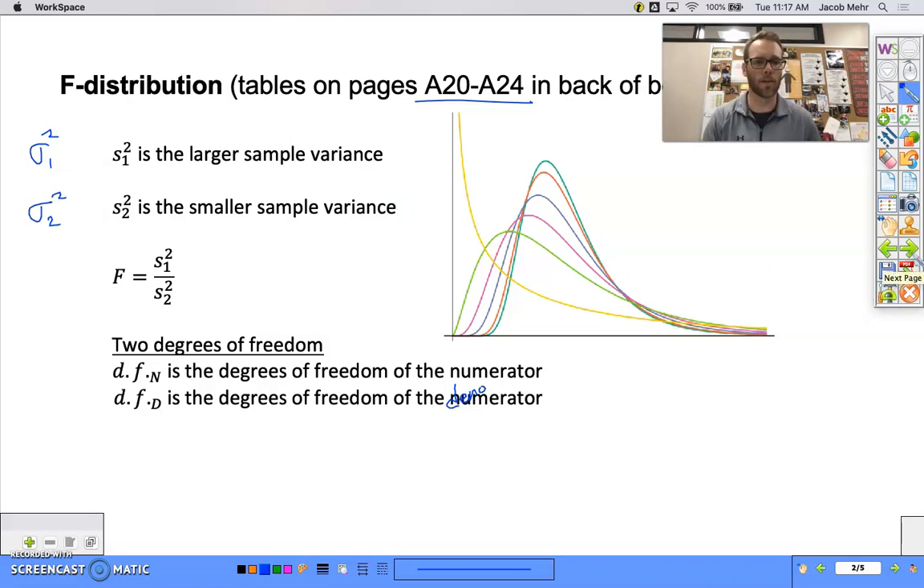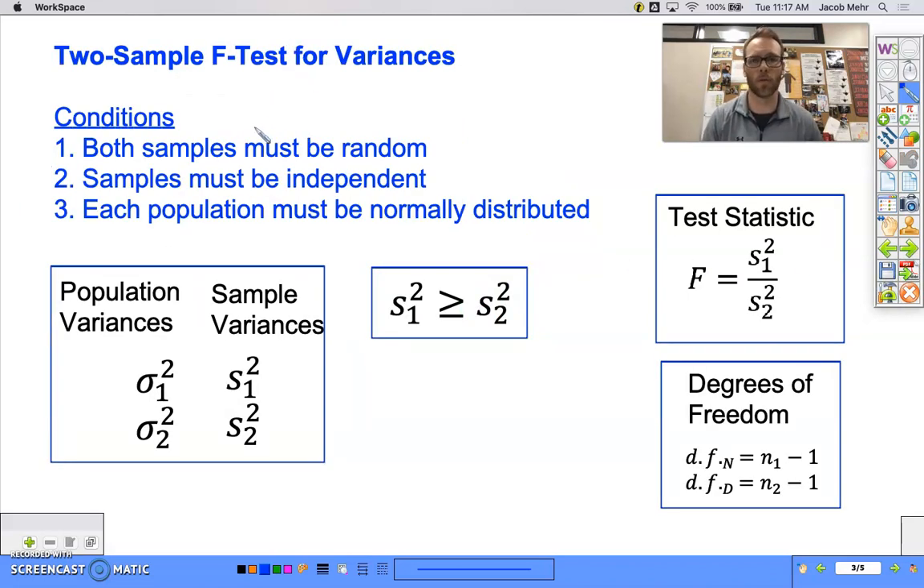All right, so how do we do our test? Well, our conditions are the first thing that we should ask ourselves. Our conditions are that both samples must be random, they must be independent, and each population must be normally distributed. Wouldn't make sense for us to compare variances of populations that have different types of distributions. If one's a normal distribution and one's a uniform distribution, wouldn't make sense for us to say, well, does the one have a larger variance than the other? Okay, they're totally different types of distributions. So this only works for populations that are both normally distributed.